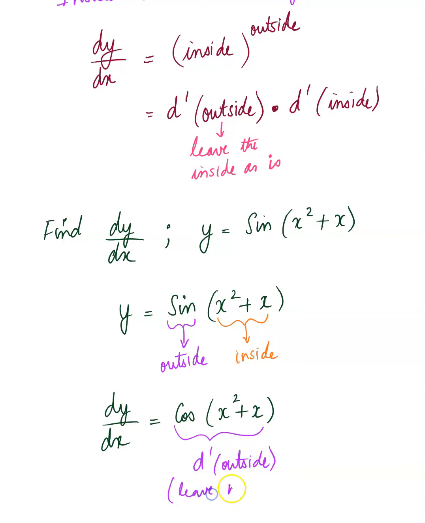Leave inside alone, which we did. We didn't touch the inside. Now it's time for us to focus on the inside. So the inside is x squared plus x. So the derivative of x squared is 2x plus the derivative of x is 1. And that will be the derivative of the inside.